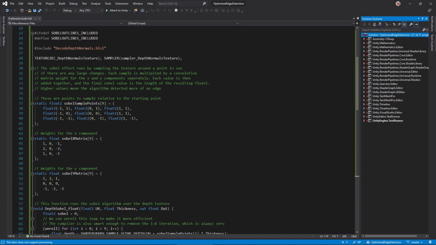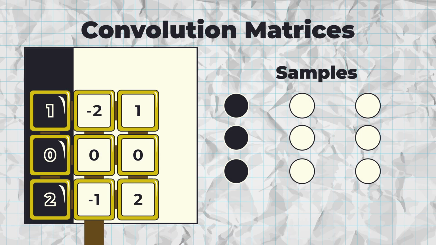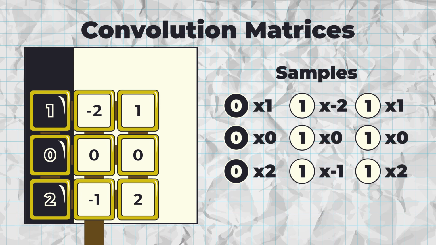Open it in your script editor. Our first goal is to reduce the number of texture samples. If you remember back from the first video on edge detection outlines, each offset defined in this Sobel sample points array describes a texture sample offset from the central position. We would then use a multiplier called the convolution matrix weight and add all the products together. A higher sum would indicate an edge.